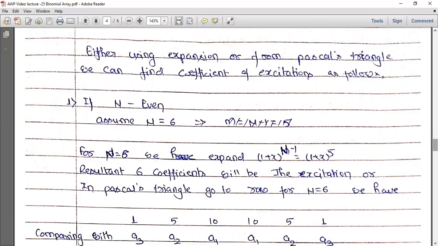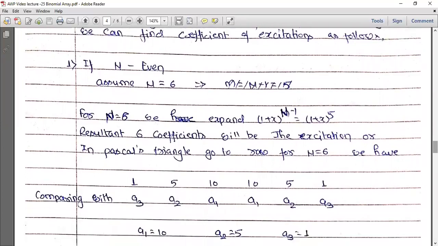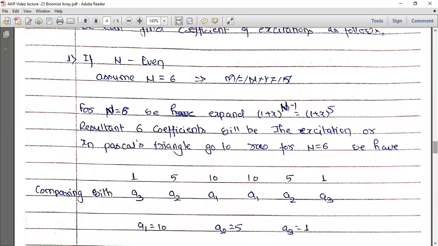Okay. As an example, assume n is even. For example, we consider n to be 6. When n is 6, we should expand (1 + x)^(n-1), that is (1 + x)^5. How many terms do you have in the (1 + x)^5 expansion? Obviously it is 6. And these 6 values are considered to be the excitation of the elements of the antenna array in sequential manner.